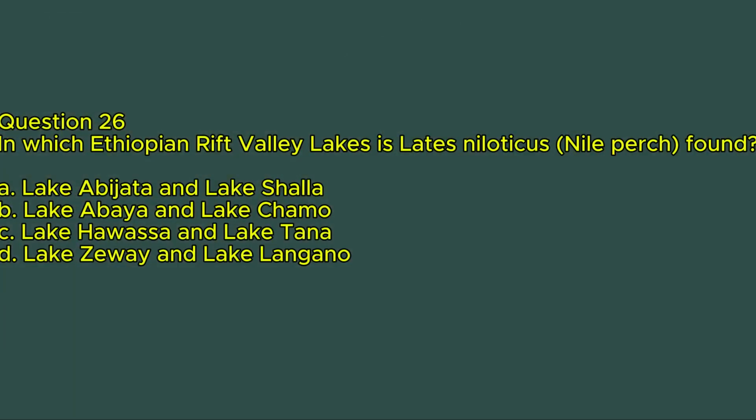Question 26. In which Ethiopian Rift Valley lakes is Lates niloticus, Nile perch, found? A. Lake Abiyata and Lake Shala, Lake Abaya and Lake Shamo, Lake Hawassa and Lake Tana, Lake Ziway and Lake Langano.